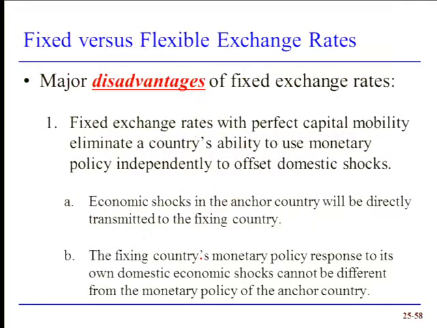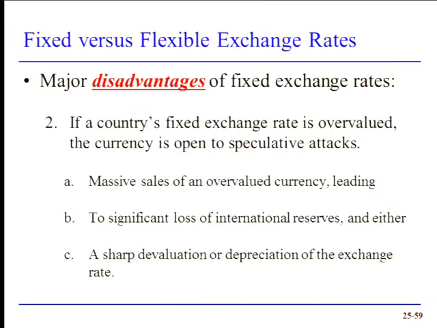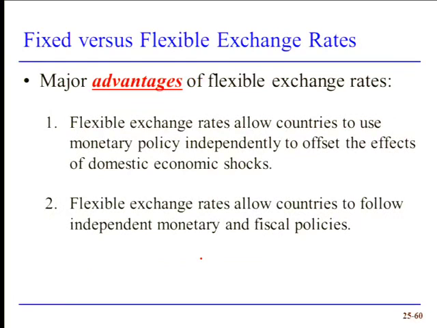Disadvantages. If you have perfect capital mobility, you cannot have an independent monetary policy. So you've given up one of your policy tools for dealing with economic shocks. And that can become a real problem. I gave you the example of Argentina in the late 90s and early 2000s. If your fixed exchange rate is overvalued, you can be open up to speculative attacks, as we talked about earlier with Thailand. Now, flexible exchange rates, they do have advantages, right?